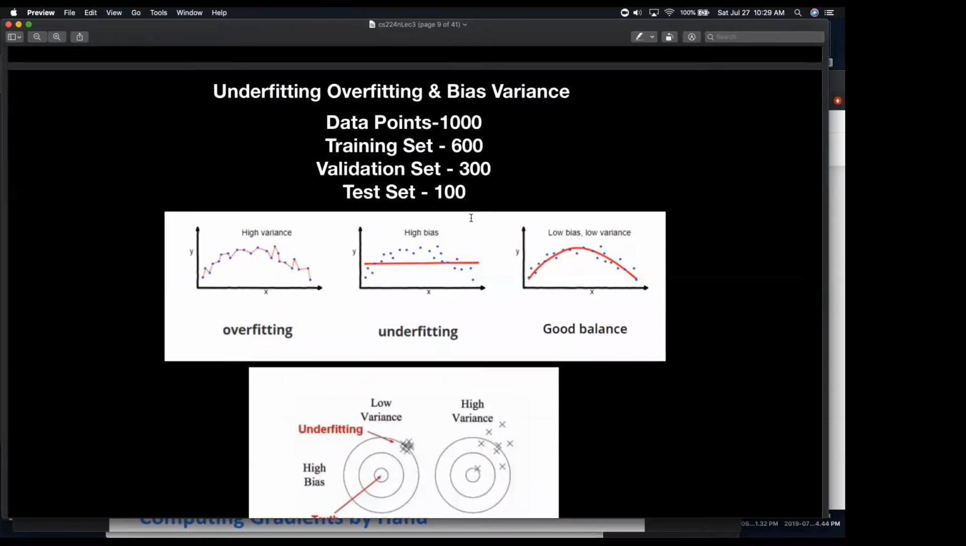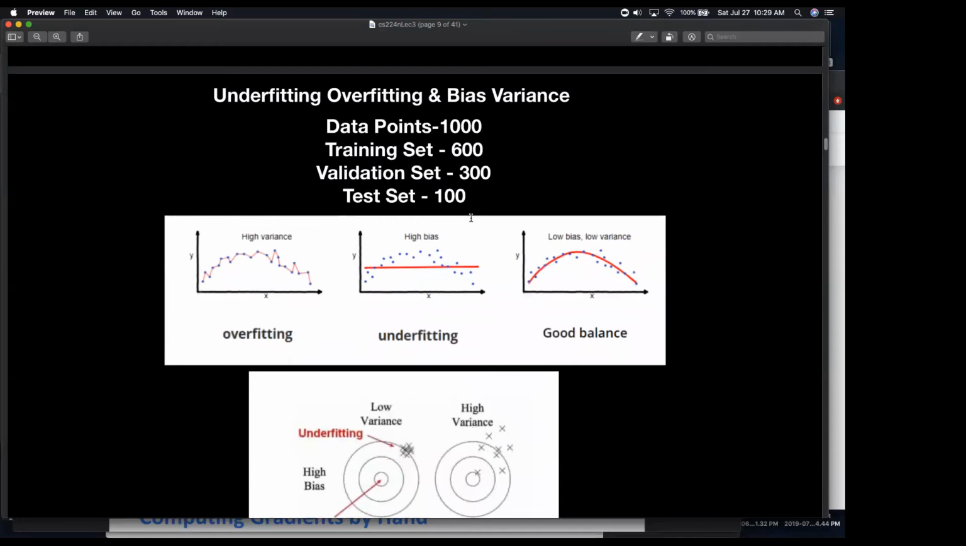I don't know if this is covered here, but I thought we should look at what underfitting and overfitting are and how they're related to bias and variance. Given a set of data that you want to work with, let's say you have 1,000 sample points, you split them up into your training set, validation set, and test set, following a 60, 30, 10 percentage split.